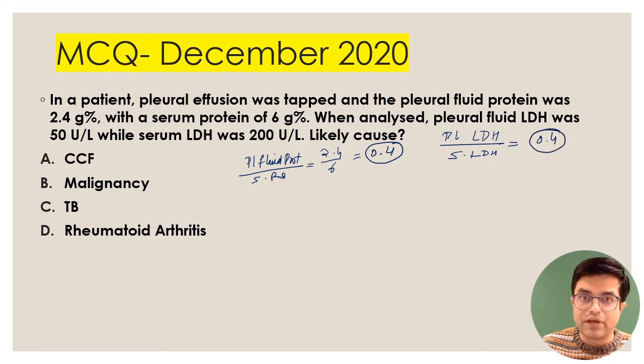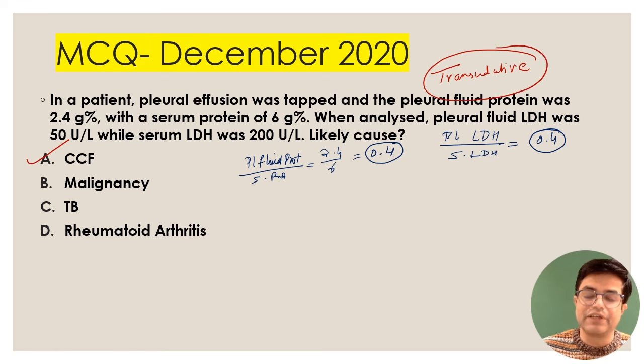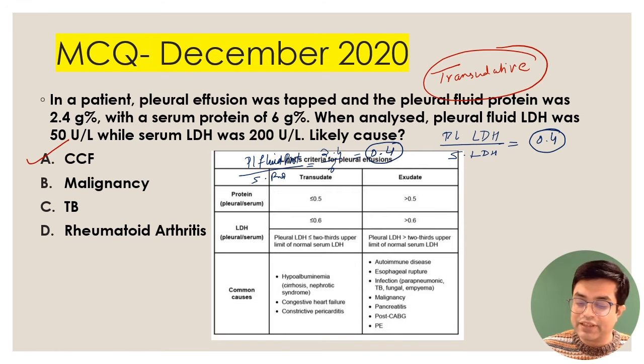So what is it looking like? Is it transudative or is it exudative? It is transudative. And among the causes which are mentioned, congestive cardiac failure is the one which produces transudative pleural effusion. So this patient is having a transudative pleural effusion, and then you have to find which is the transudative cause of pleural effusion. If you are forgetting, you can have a look at this table also.